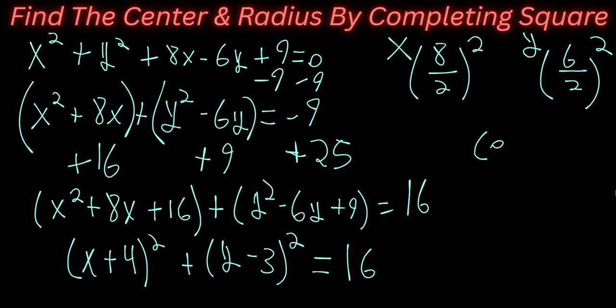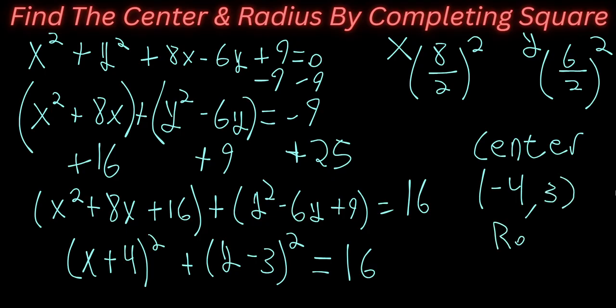Now we've gotten it to standard form, and we can find that our center is at -4 and 3, and our radius is the square root of 16, which is a nice even whole number of 4. Center, -4 and 3, radius 4. All right, let's move on to another example.